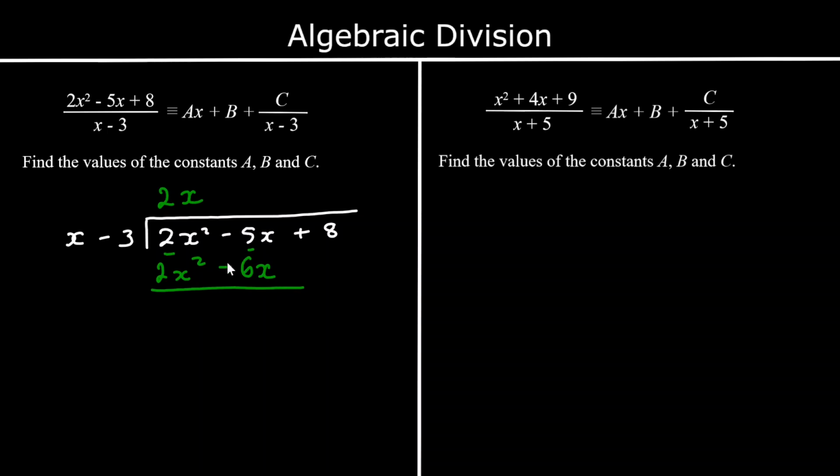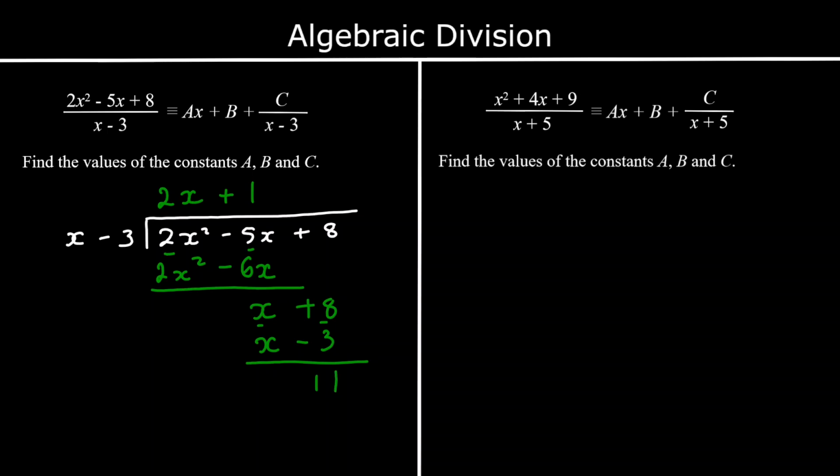Minus 5x, so minus 6x is x. Bring down the next number. X into x, that goes once. X over x is 1. 1 times x is x. 1 times negative 3 is negative 3. And take away, so we've got a remainder here of 8 minus 3, 11.